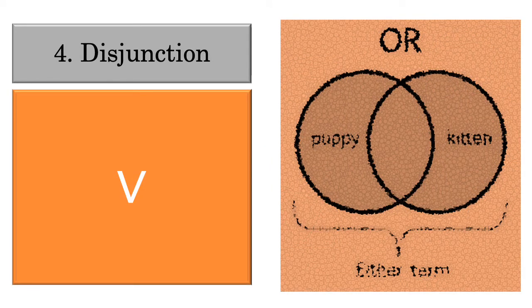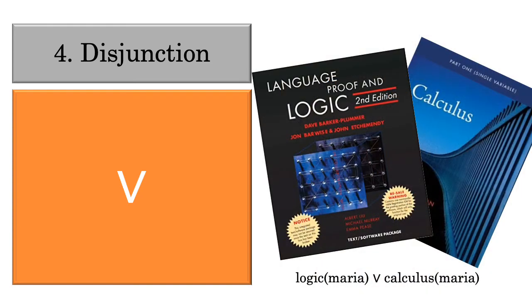Our final Boolean connective today is OR, that is, disjunction. We represent this with a V. For instance, suppose that we want to say that Maria takes logic or Maria takes calculus. We would represent that as follows. Logic(Maria) V calculus(Maria).